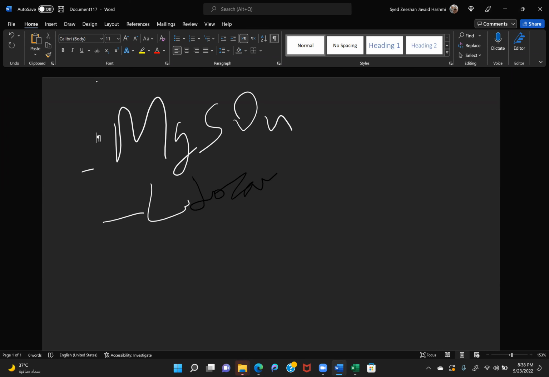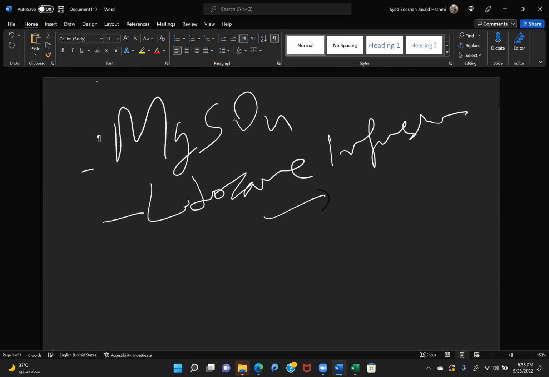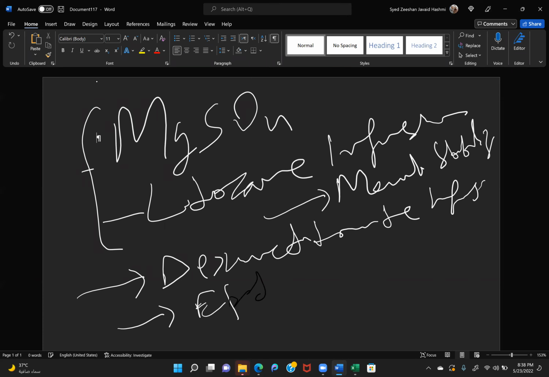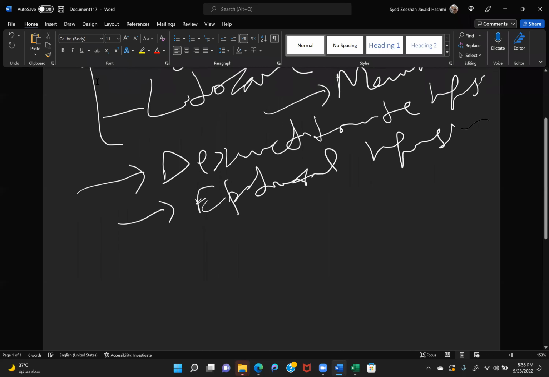What about lidocaine? Lidocaine infusion, yes. It is membrane stabilization and decreases the stress response. Both lidocaine and magnesium sulfate decrease the stress response. Then you can have dexmedetomidine infusion. What about epidural? Yes, it is also a good option for the patient.